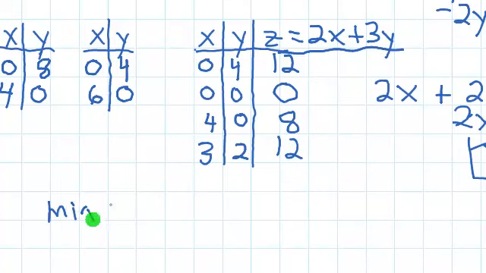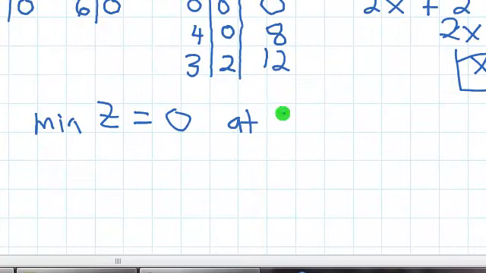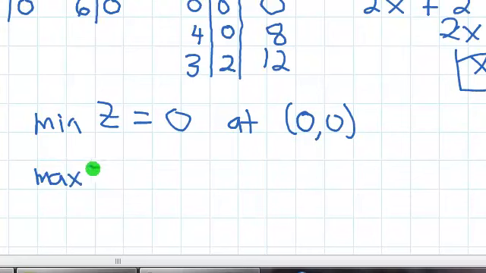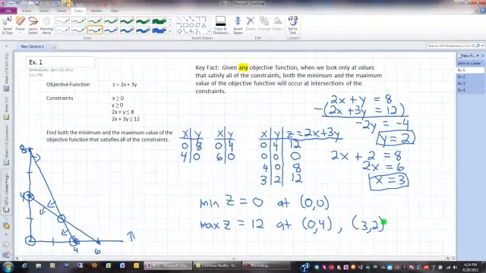So our minimum z is 0, and it occurs at the point 0, 0. And our max z is 12, and this time it happens at 2 points, right? It occurs at 0, 4, and again at 3, 2. Okay, so we've gone through this. That's it for the first problem. We found the min at 0, the max at 12, and the points where they occur.